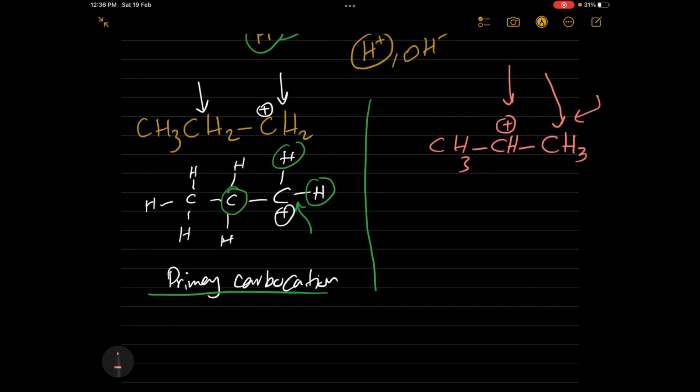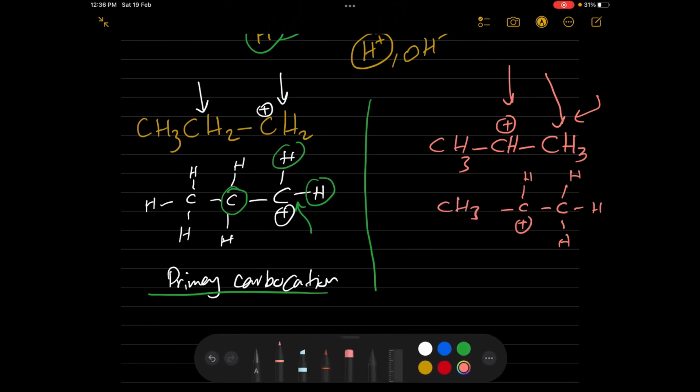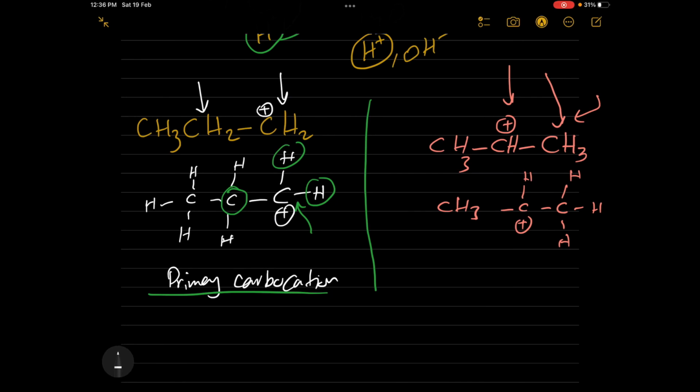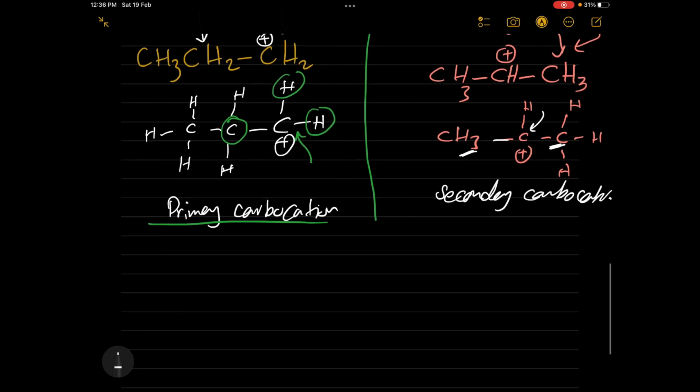By the way, if you want to translate it to the form of the displayed formula, which makes it easier, here we have a plus, and here we have CH3. In this case, you notice that the carbon, which is the carbocation, is bonded to two alkyl groups. This is 1 and this is 2. All right, so this is a secondary carbocation. And now what is the next step? Here we have two carbocations. We have a primary and we have a secondary.